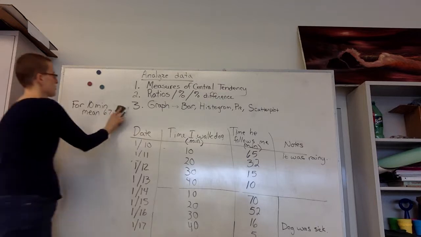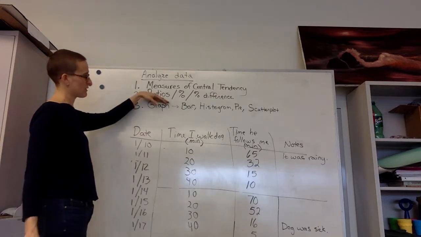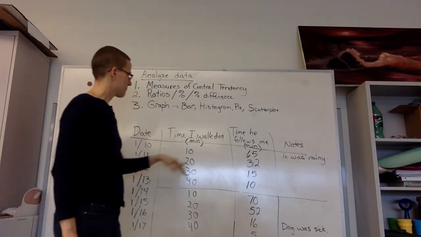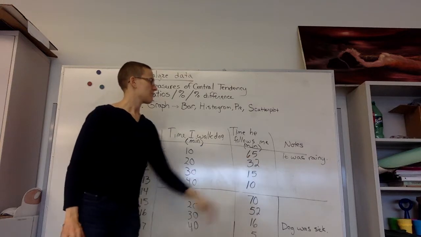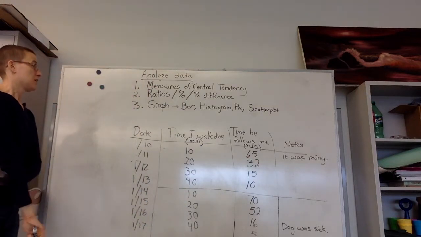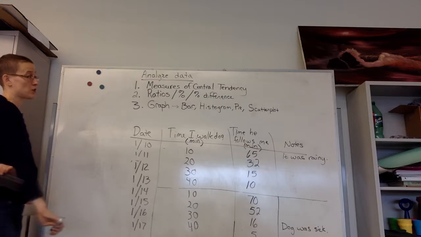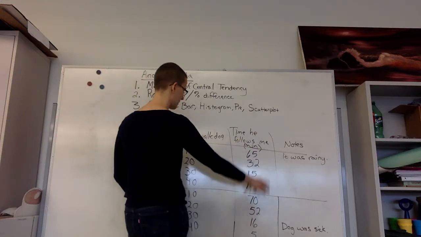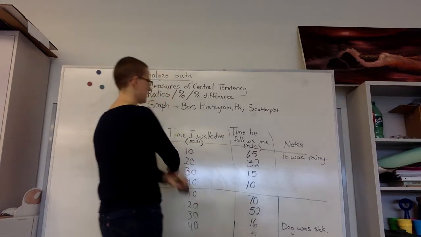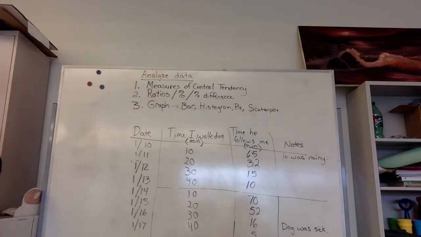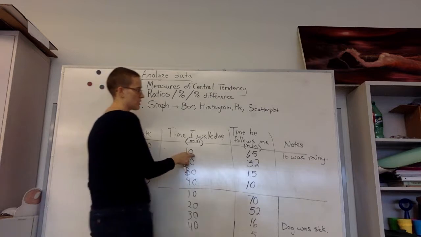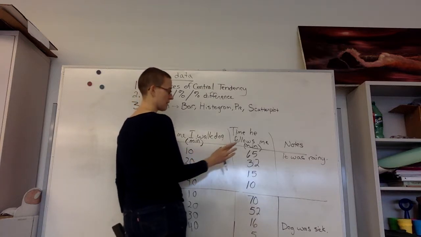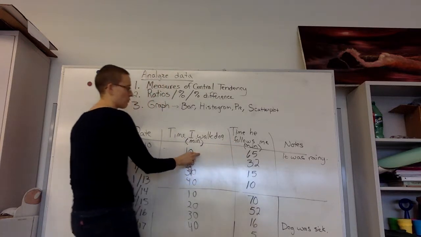Some other methods you will likely be asked to use are to make ratios of the time you walk the dog to the time he follows you. So I might be making a ratio using the mean time that he followed me to the mean time I walked my dog. Or we may ask you to do ratios of the time that he follows me to the time I walked each day.